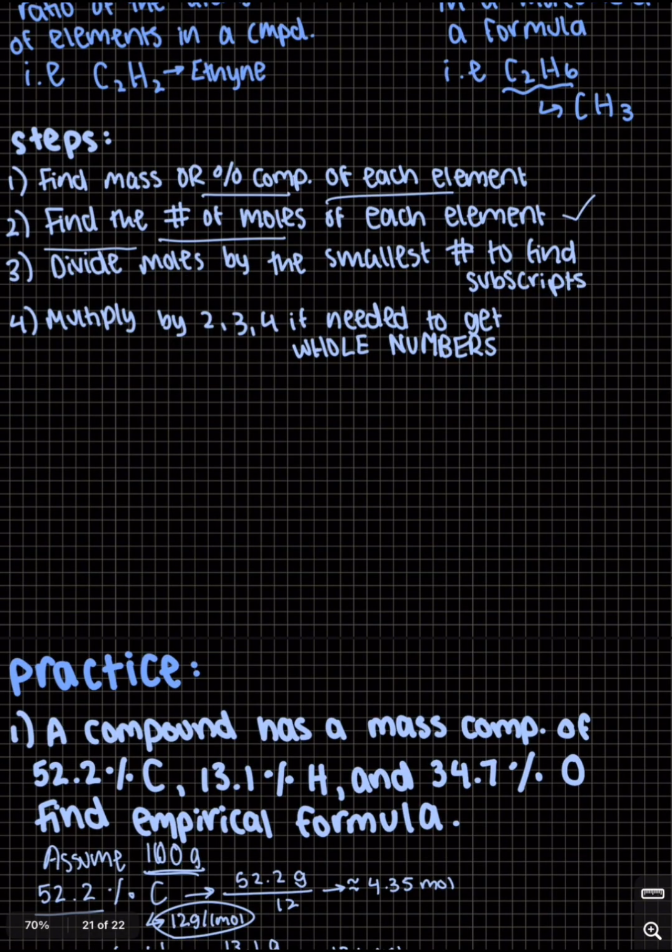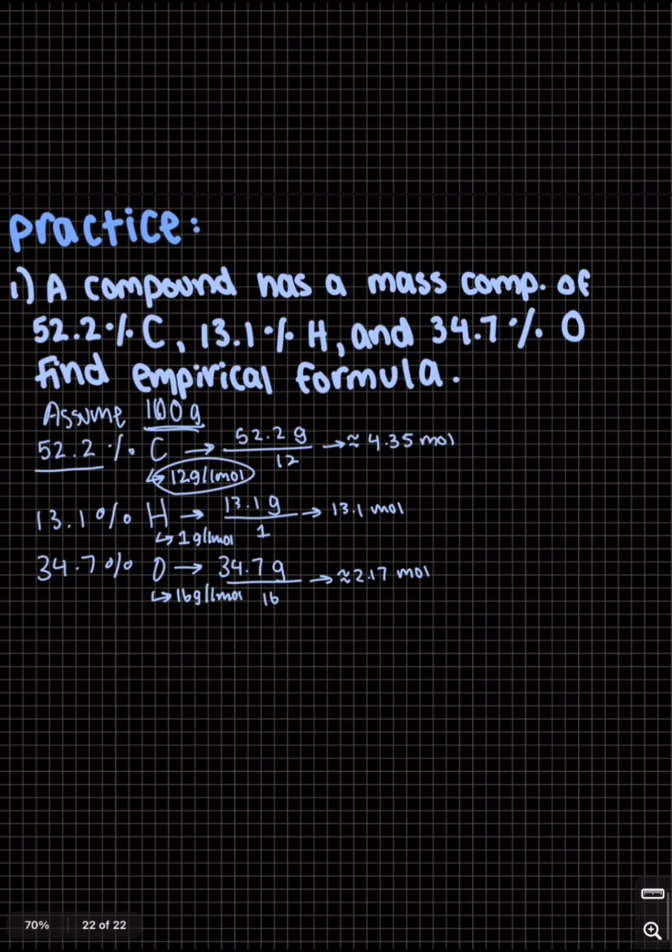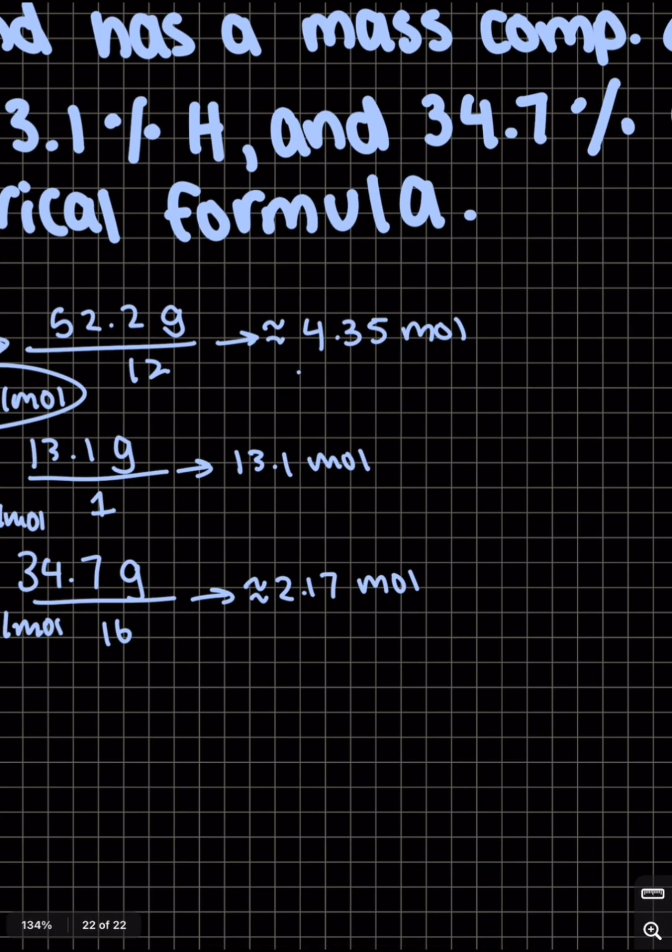Now, it says divide the moles by the smallest number to find the subscript. Smallest number meaning out of these three numbers, divide each of them by the smallest number. And the smallest number here is obviously 2.17. Meaning I'm going to divide 2.17 by 2.17, 13.1 by 2.17, and 4.35 by 2.17.